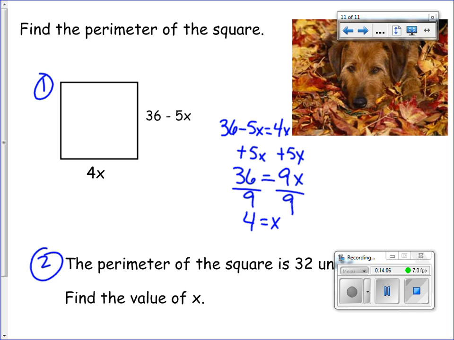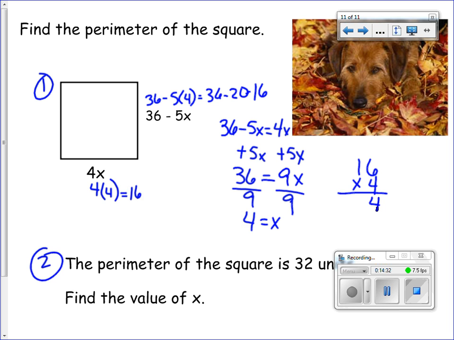I am not done because it's asking you to find the perimeter. So now I'm going to substitute 4 for x. Perimeter, each side is 16. 64, perimeter is 64. It does not give us what the sides are, so it's going to be 64 units.